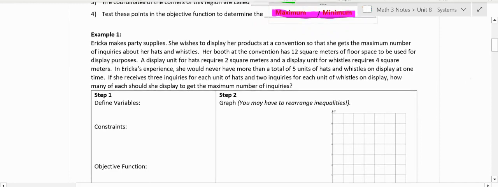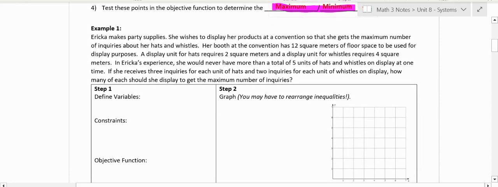So our first example says Erica makes party supplies. She wishes to display her product at a convention so that she can get the maximum number of inquiries about hats and whistles. Her booth at the convention has 12 square meters of floor space to be used for the display purposes. A display unit for hats requires 2 square meters. A display unit for whistles requires 4 square meters. In Erica's experience, she would never have more than a total of 5 units of hats and whistles on display. If she receives 3 inquiries for each unit of hats and 2 for each unit of whistles, how many should she display to get a maximum number of inquiries?